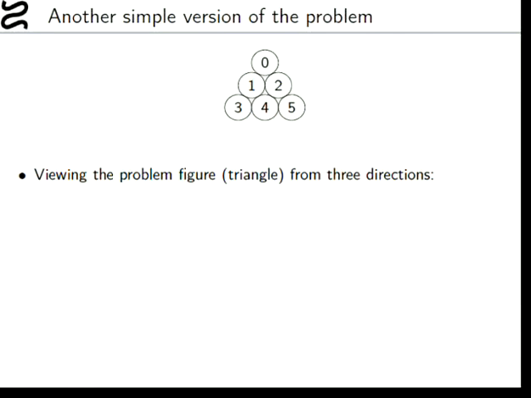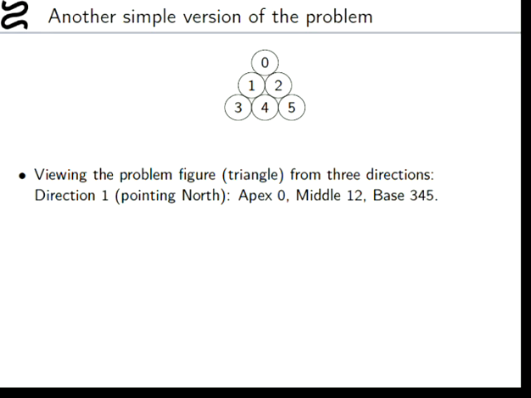You can view the problem figure from 3 different directions. We hinted that there were other directions when we explained the constraint of moving 3 coins. Walking around to the other side of the table shows the triangle from another direction. The first direction is our problem figure, pointing north. Its apex or top is coin 0, the middle row contains coins 1 and 2. The triangle base contains coins 3, 4, and 5.